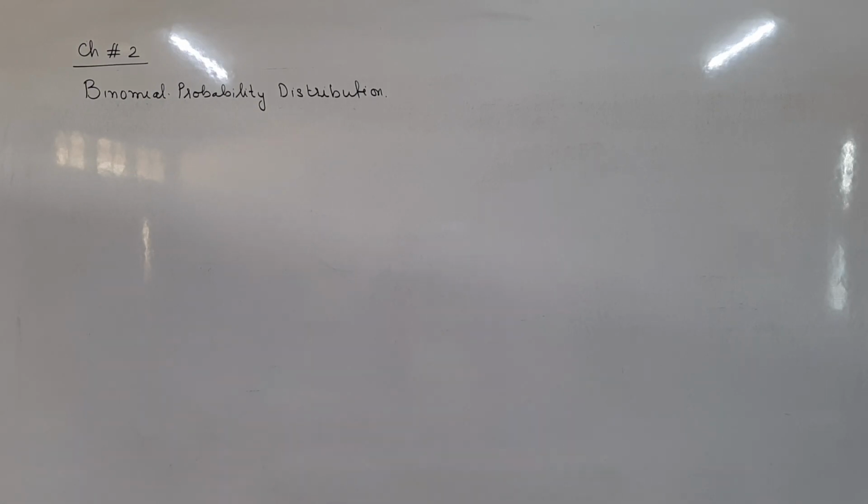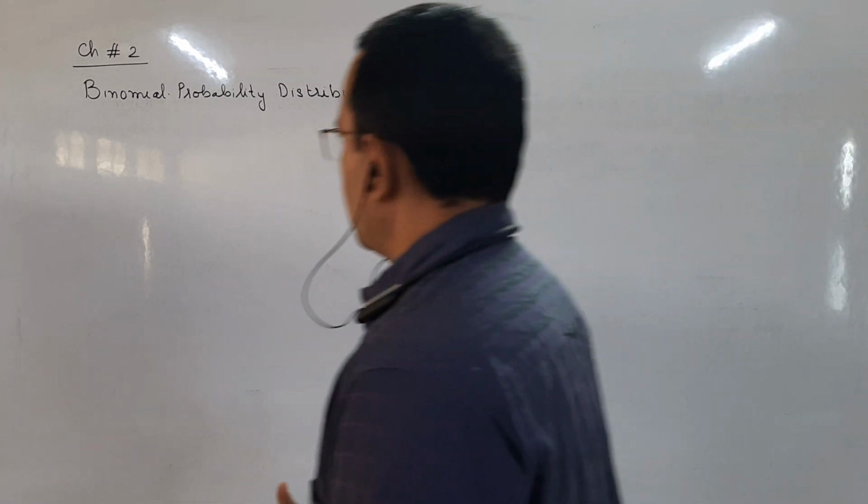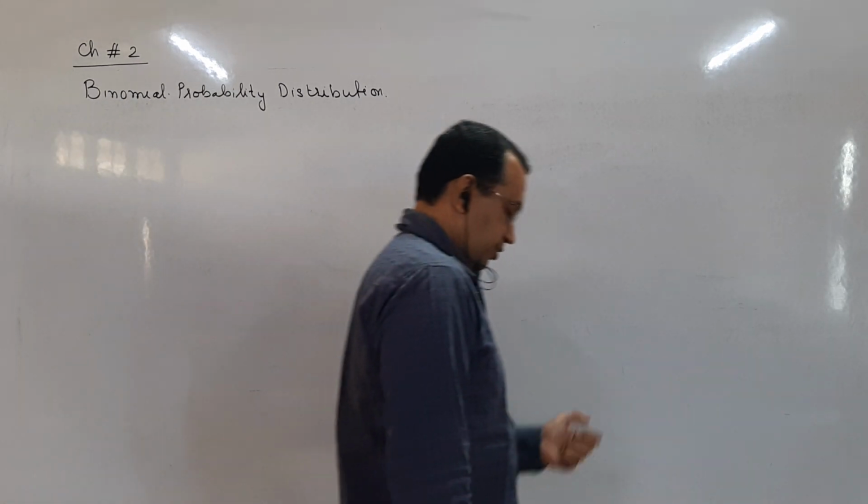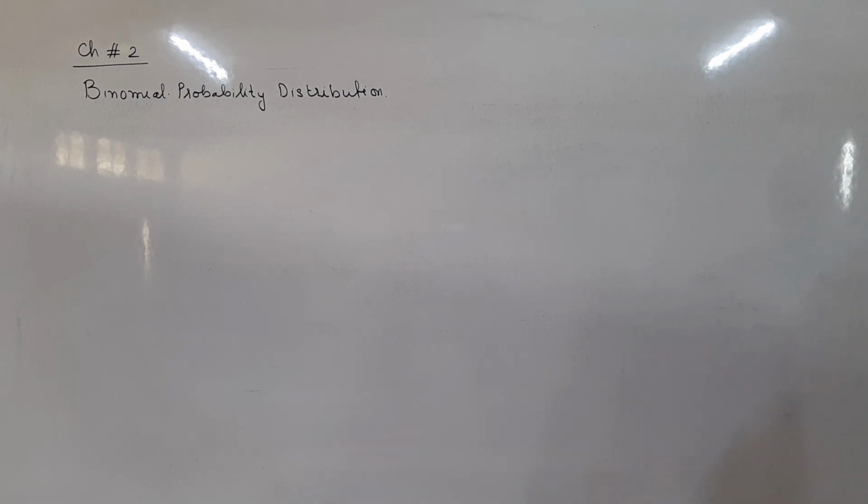Good morning, students. In the previous lecture, we started the basics of chapter 2. We have already discussed what is a random variable, what is a discrete random variable, and what is a continuous random variable. Today, students, we are going to discuss the theory of binomial probability distribution. Students, 2.1 has been removed from the syllabus, so at present I am not discussing that.